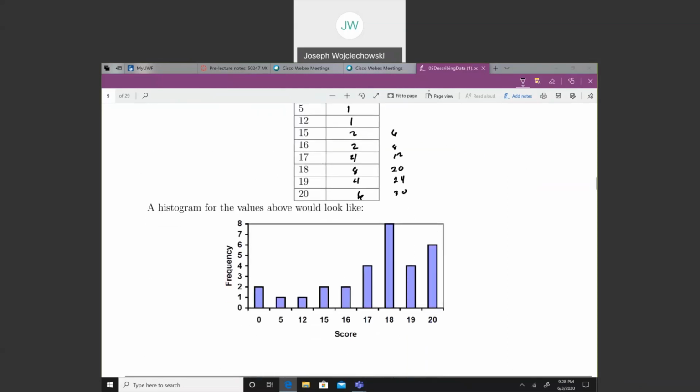Now here's what the histogram for the values above would look like. Again, we have our frequency and we're starting at 0 and we're evenly spacing each frequency out so it doesn't look like it's different. This 8 here is twice as long as this 4 here. Nothing is showing something that might be construed as different than it actually is.